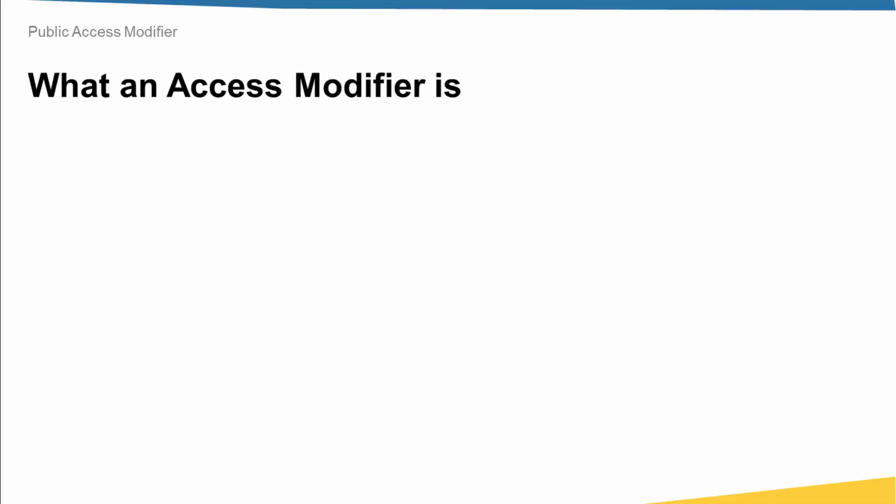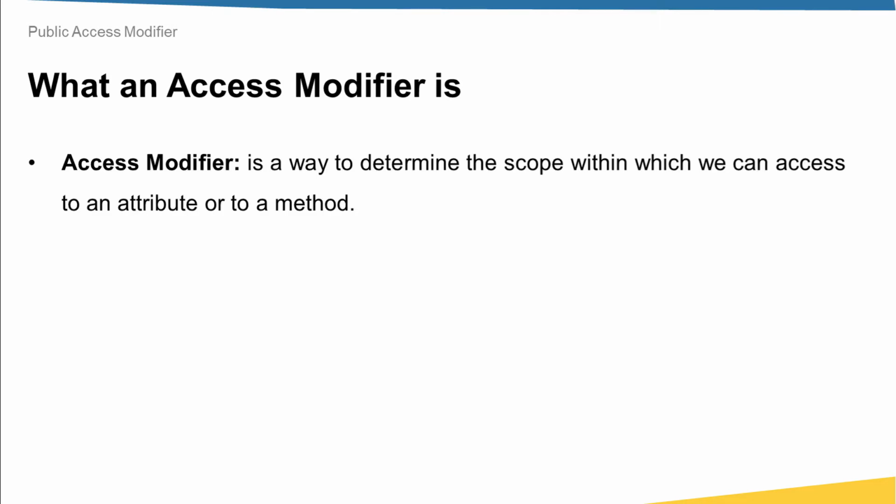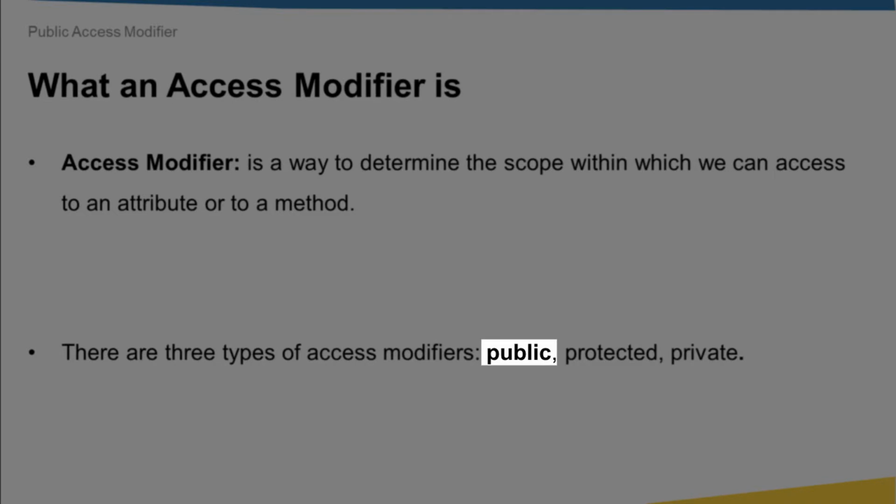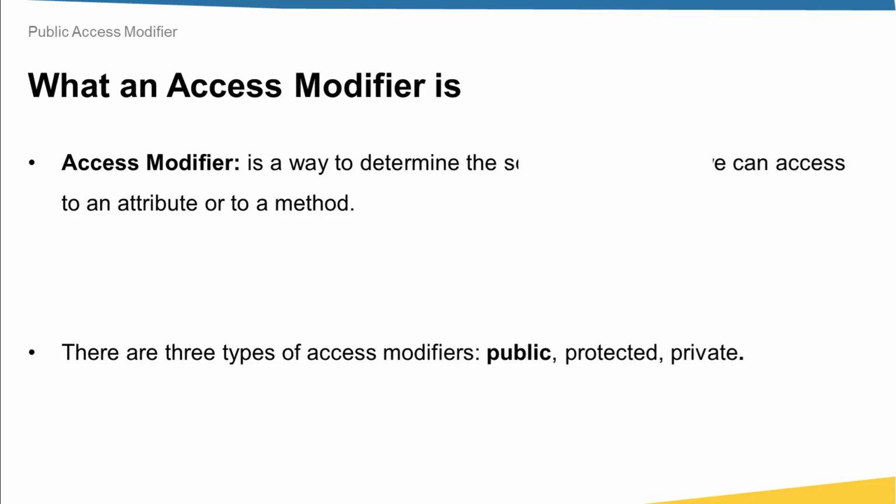So, what's an access modifier? Simply, an access modifier is just a way to determine the scope within which we can access an attribute or a method. In other words, you can control if your methods and attributes are accessible within your class scope or out of your class scope. In Python, in OOP, there are three types of access modifier. We have public, protected, and private. And mainly in this lecture, we are talking about the public access modifier.